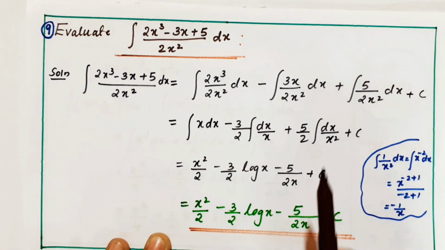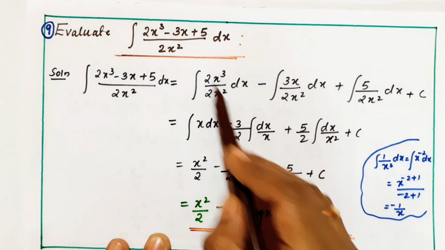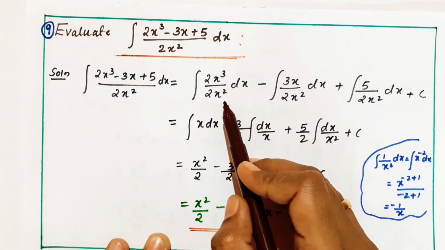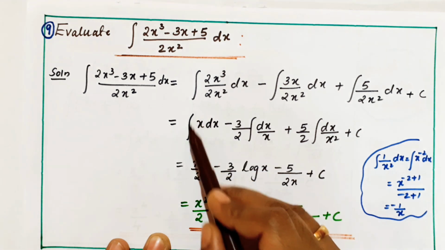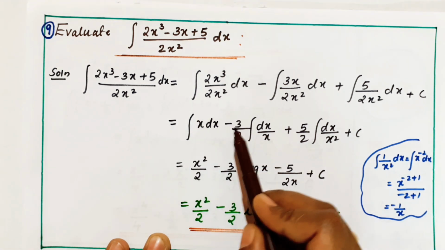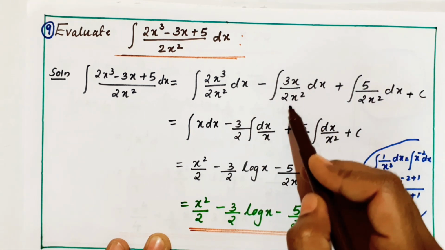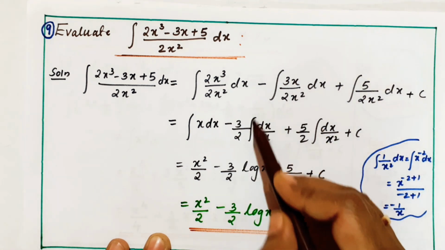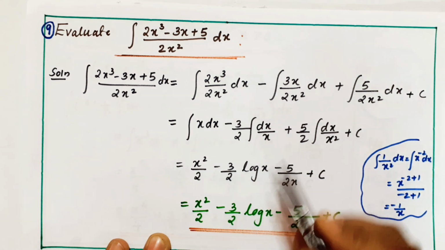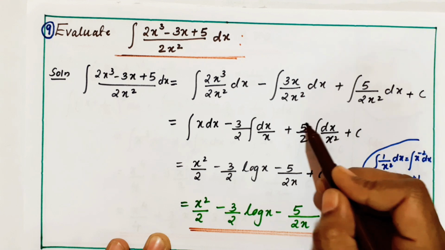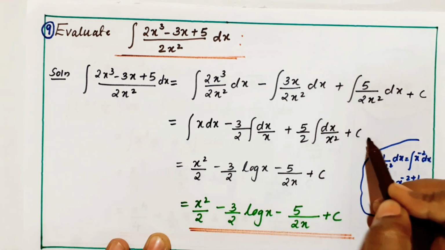After integration we get c, right? So we are putting the integral sign. Next, 2 cancels. x cubed and x square get cancelled and in the numerator we get an x. So what will be this term? Integral of x dx minus 3 by 2, constant, take it out. This x and x square get cancelled and we will get dx by x, 1 x will come in the denominator. Plus 5 by 2, constant, take it out. Remaining term is dx by x square plus c.